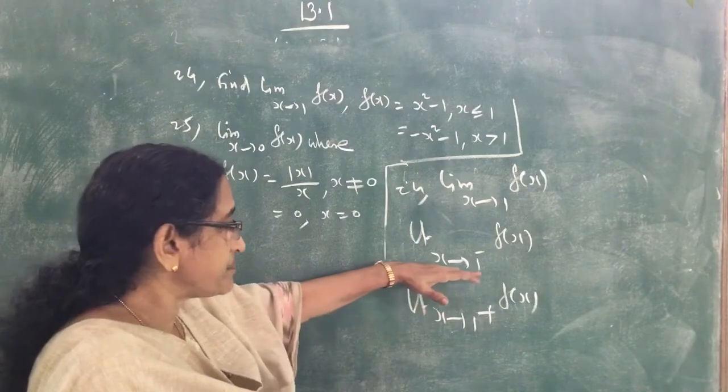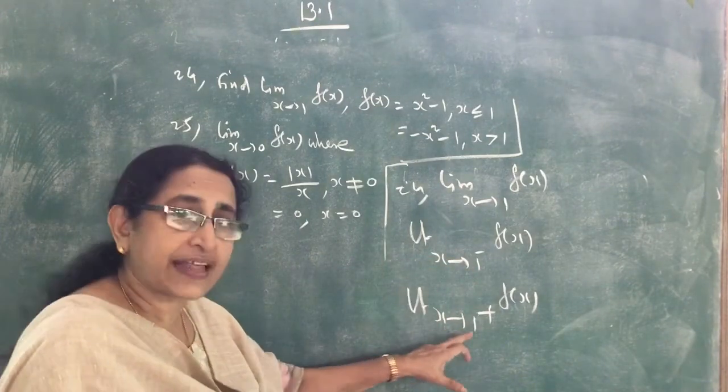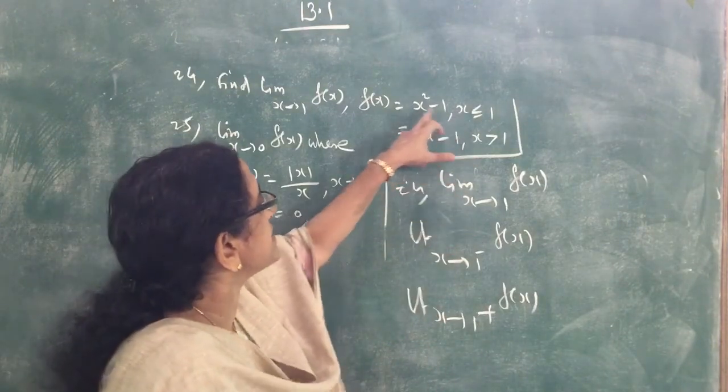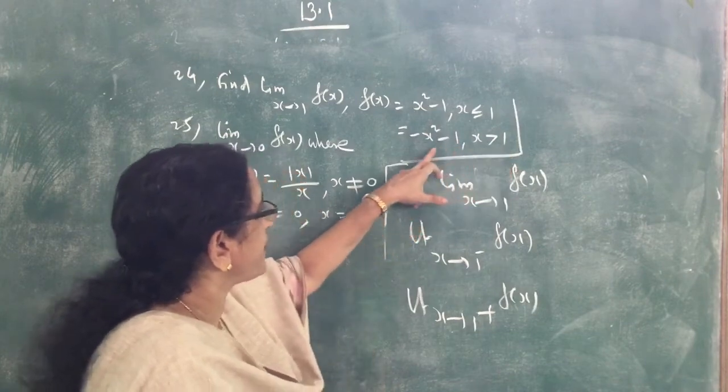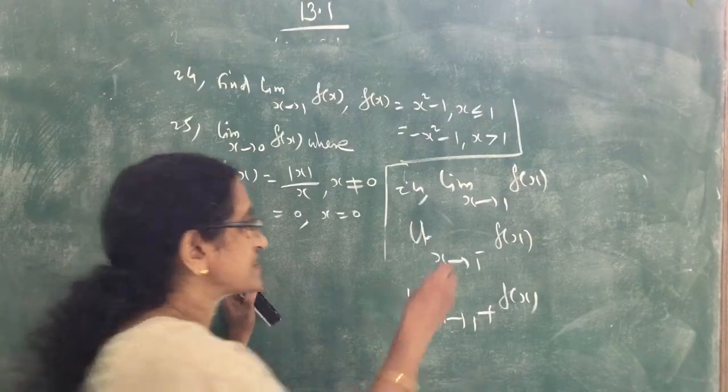Here this means x less than 1 and very close to 1. In this case x greater than 1 and very close to 1. When x is less than 1, f of x is this one. When x is greater than 1, f of x is this one. So we need to find both the left limit and the right limit. We'll find the left limit first.